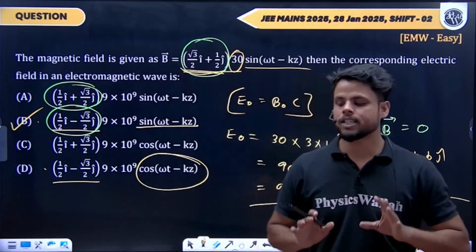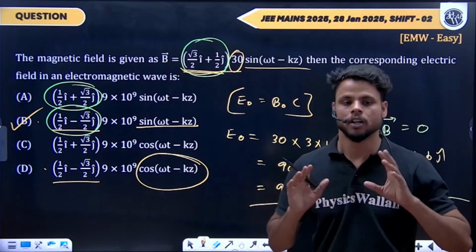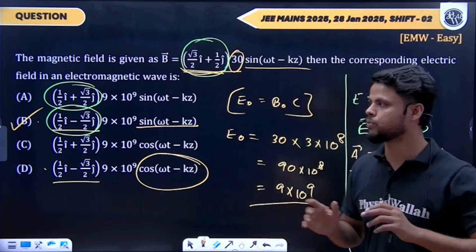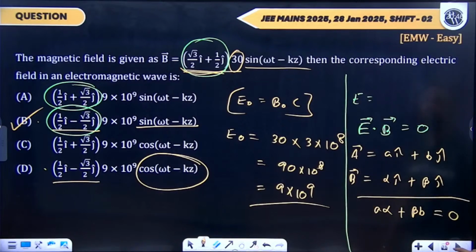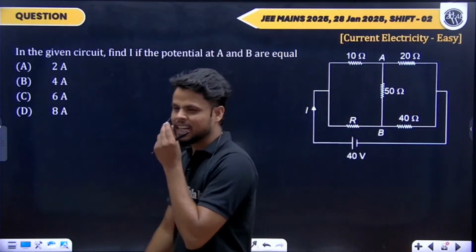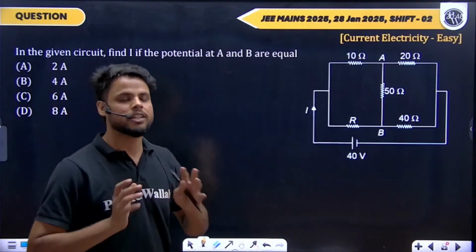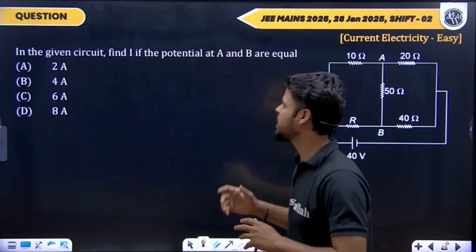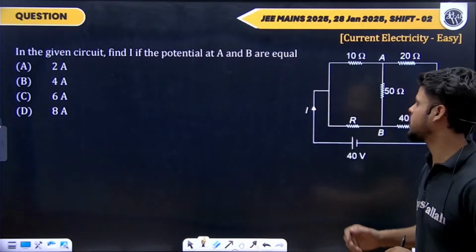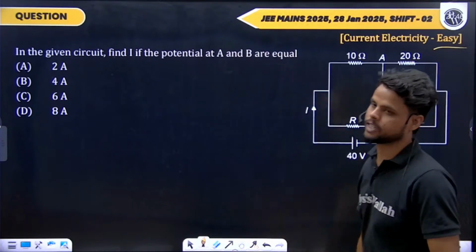And this numerical was simply formula based, and if you remembered your notes and formulas, then you would be able to solve this numerical. Now moving toward the next numerical. This numerical is from current electricity, and you can say it is of easy to moderate level. This numerical is not that tough. It is written here that this will be an easy region.